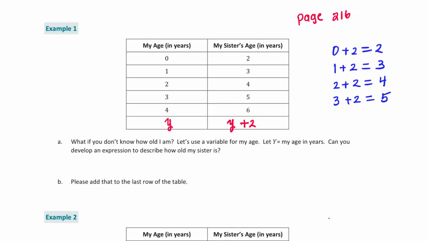Now, pay attention here. If you look at these numbers, those numbers keep changing, right? And if you look at the 2, that number doesn't change. The age difference stays the same. So anytime you see consistency, we call that a pattern. It doesn't matter how old I am, my sister will always be 2 years older. In math, we keep the 2 because that one stays the same. It doesn't change, right?